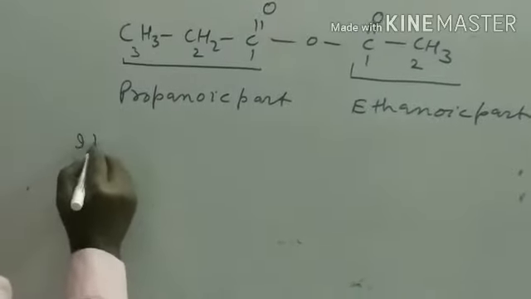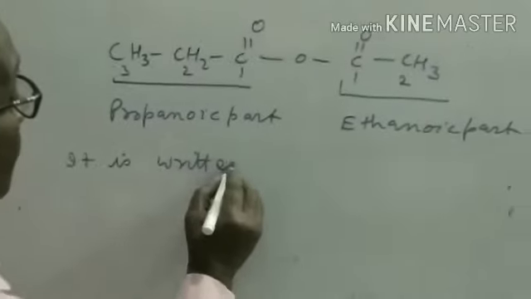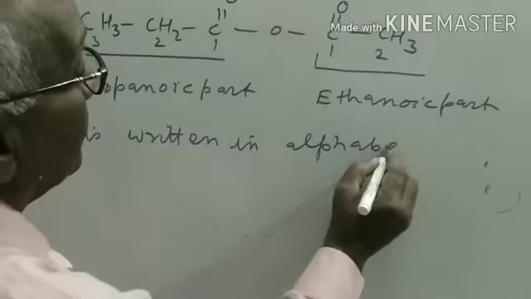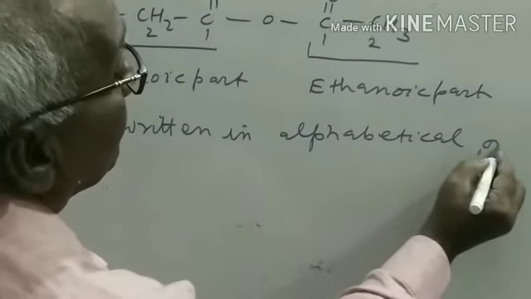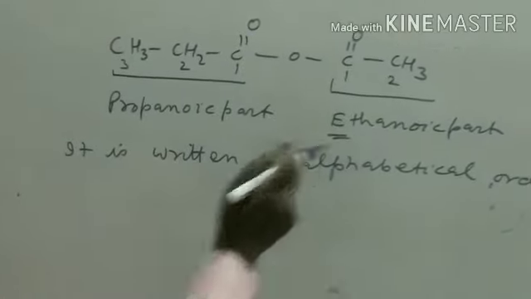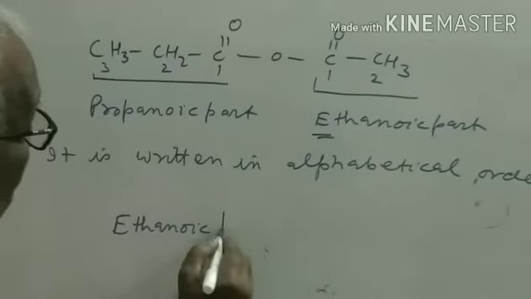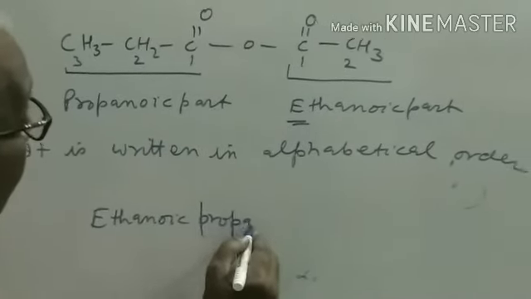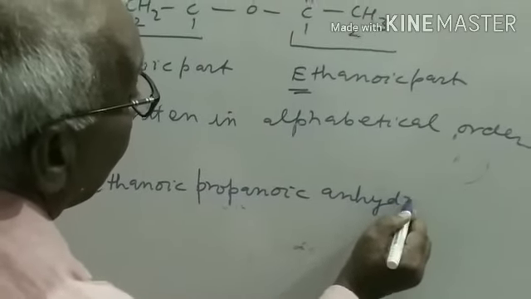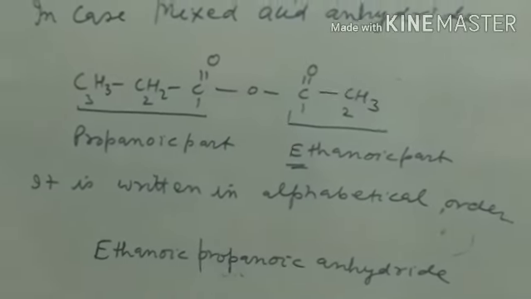It is written in alphabetical order. E comes first, so it will start with ethanoic propanoic anhydride. This is the IUPAC name. Thank you.